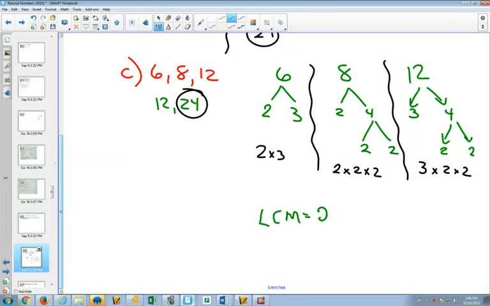So now when I look at all the prime numbers in the three of them, for my lowest common multiple, well, they all have 2's, right? Which one has the most 2's? The 8. It has 3 of them. So you will need three 2's. Do any of them have any other prime numbers? Yes, both the 6 and the 12 have a 3, but they only have one 3. So you will only need one 3. And if you go 2 times 2 is 4, times 2 is 8, times 3, you get 24.